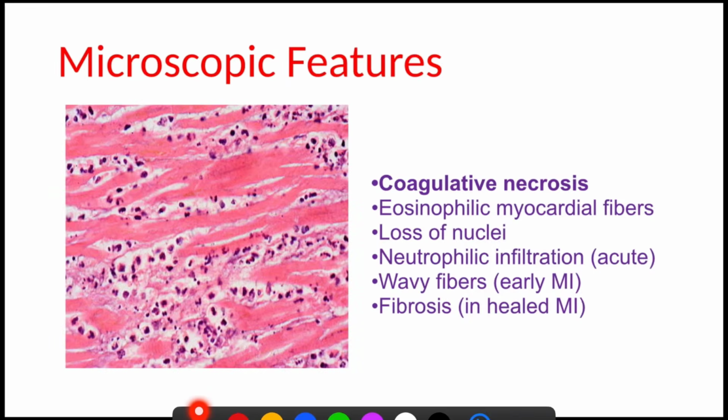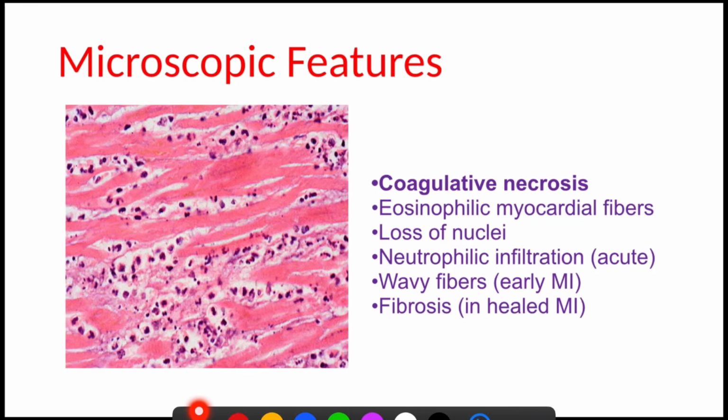So microscopic features, it is a type of coagulative necrosis. In early stage means early acute MI, you will find waviness of fibers of cardiac myocytes, eosinophilic myocardial fibers, and there is loss of nuclei. So here you cannot identify any nucleus in the myocytes, and in between these fibers you can identify plenty of polymorphs. So this is acute myocardial infarction.